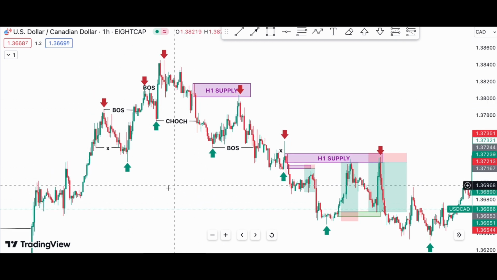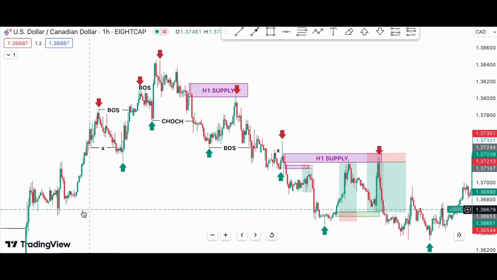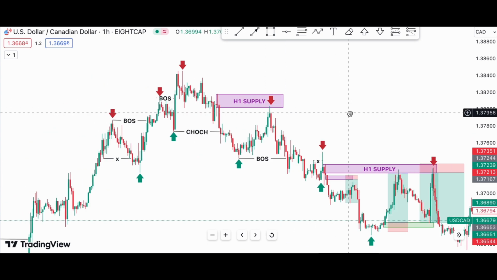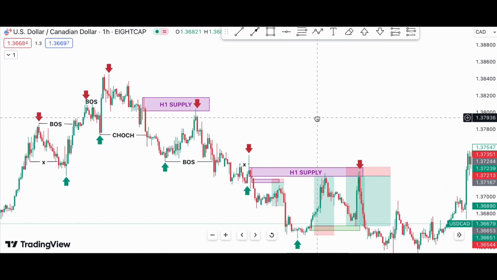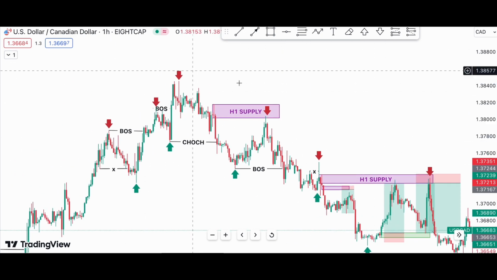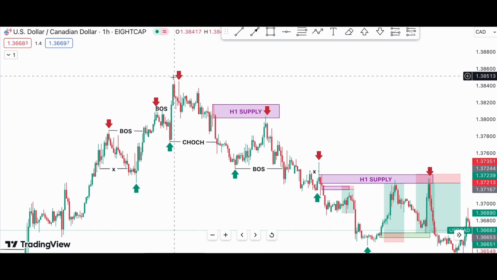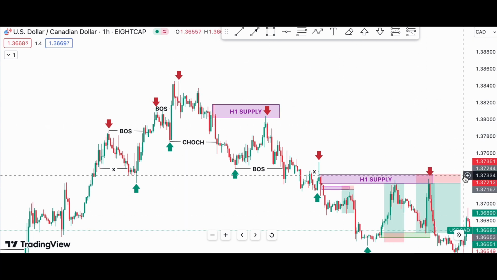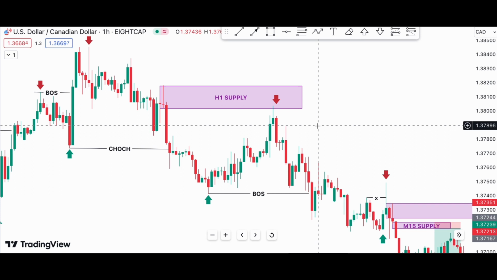With this, it's very obvious that this is the uptrend. And when the change of character happens, this will be the trend reversal. Once the trend reversal happens, we are going to look for the supply zone. We can look for all the supply zones, no matter which time frame, and mark all the supply zones that are still fresh.